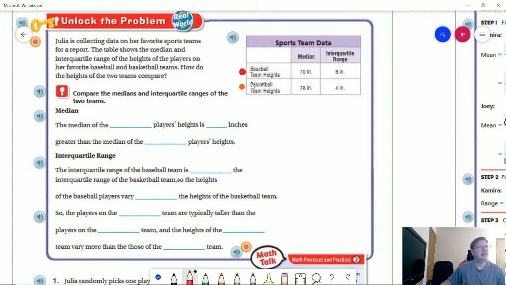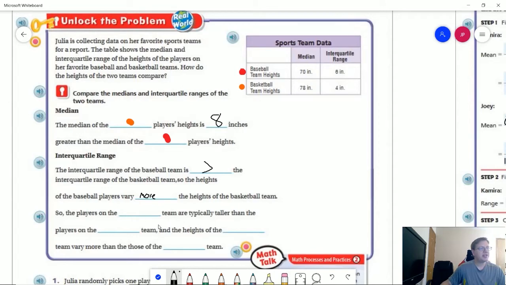So the median of the basketball team players' heights is 8 inches greater than the median of the baseball players' heights. The interquartile range of the baseball team is greater than the interquartile range of the basketball team. So the heights of the baseball players vary more than the heights of the basketball team.